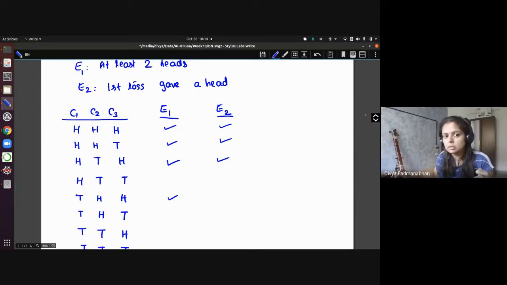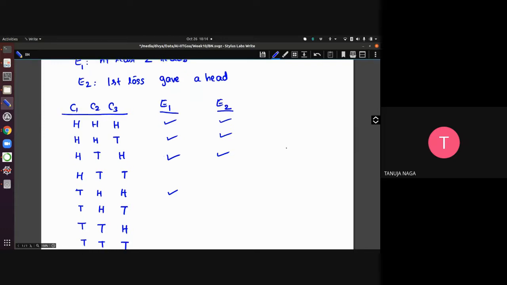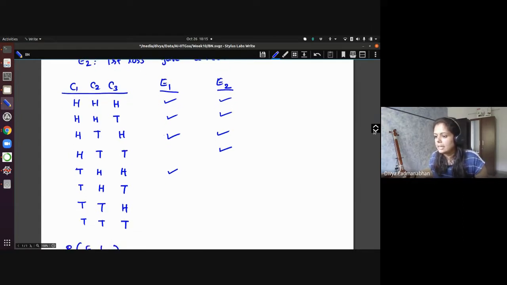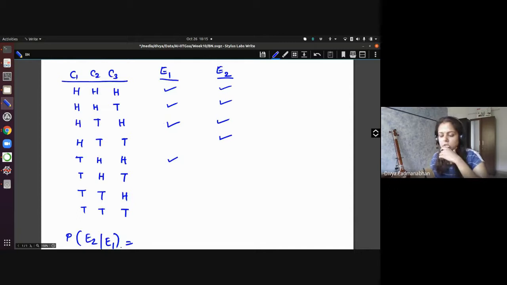Can you say that again, tick for E2? For this one, right? First toss gave a head. Yes, okay, cool. So that's true. Now can you tell me what's this probability, E2 given E1? How do you compute this?